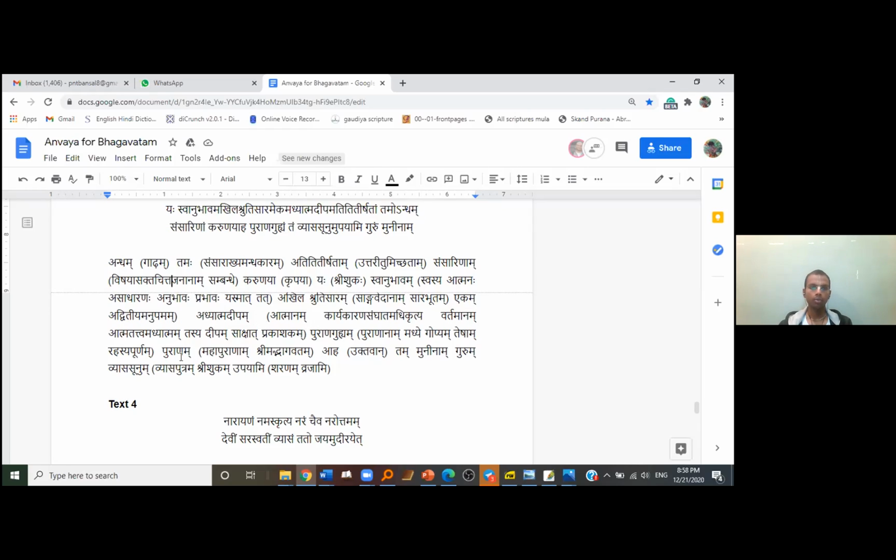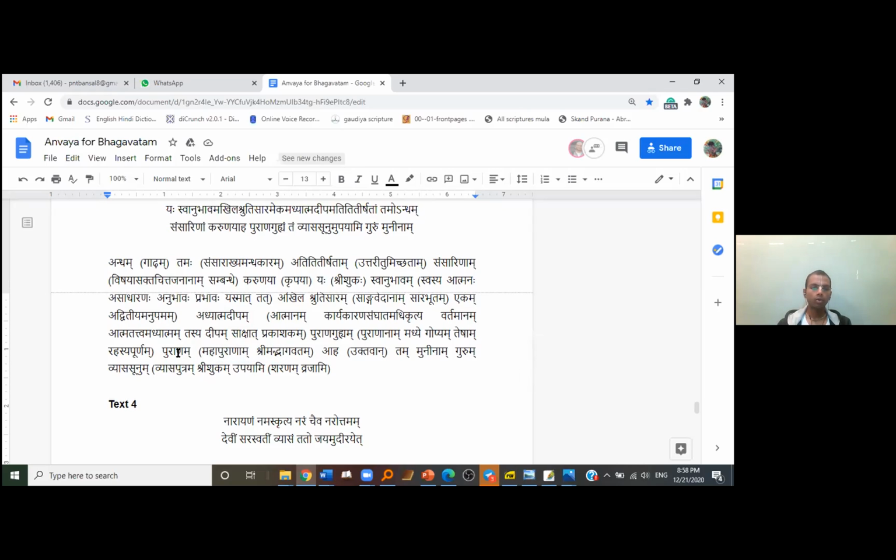Purana guhyam puranam aha. Okay. Tam muninam gurum vyasa sunam Shri Shukam upayami. It means, such Shukdev Goswami, for the sake of such people, has spoken. Aha is in past tense. He has spoken the Puranam, which is Mahapuranam Srimad Bhagavatam. So Srimad Bhagavatam is equal to viṣṇu-dāso, viṣṇu-padānte, hari-ghoṣe, hari-gadā.